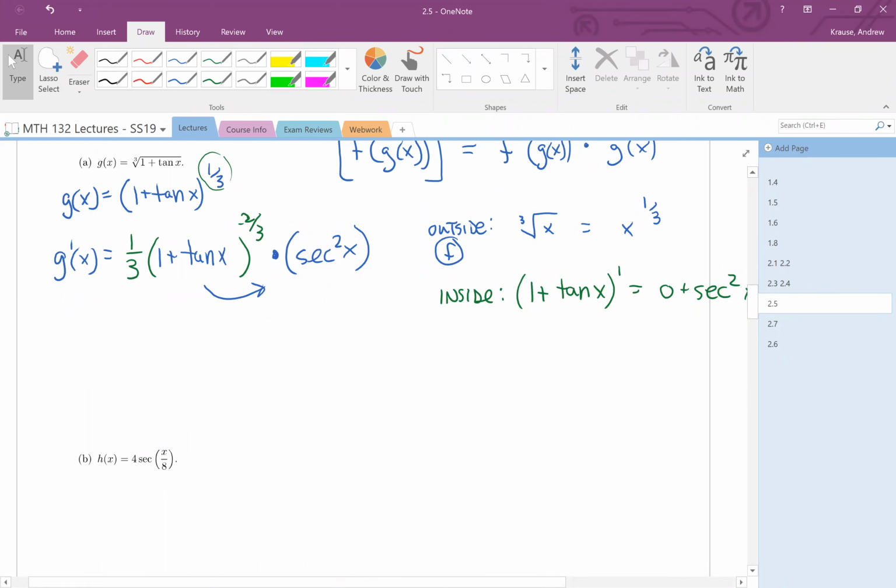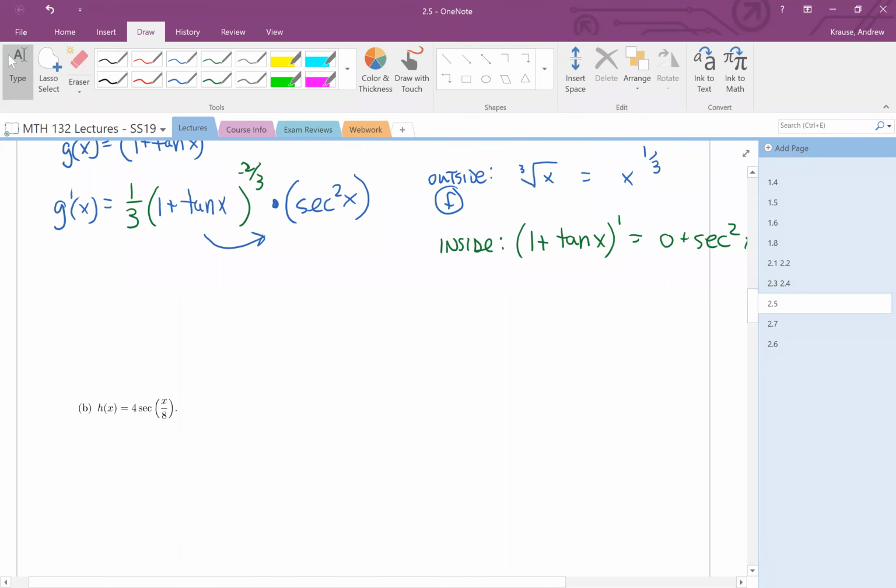Now let's take a look at part B here. So 4 secant of x over 8. So this one's a little bit weird because that x over 8 is the inside function, even though it's just a coefficient in there. It's no different than if it was like 3x. So let's pick this apart and see what our different functions are.